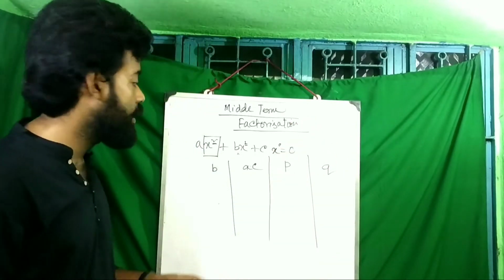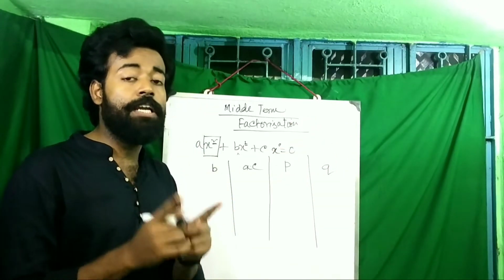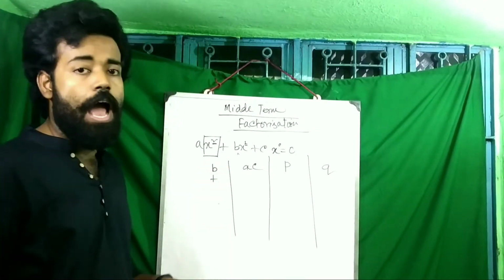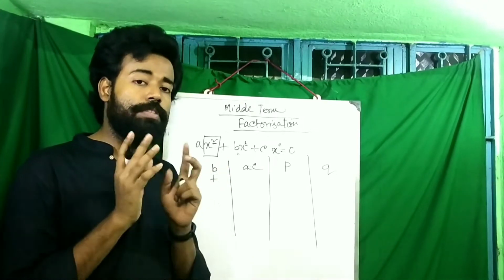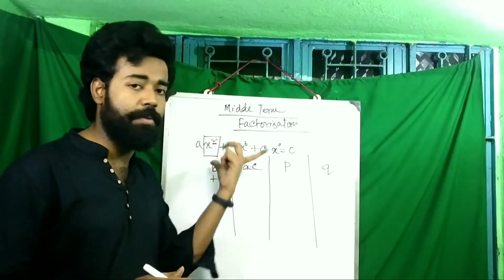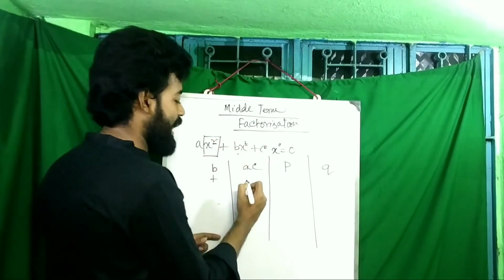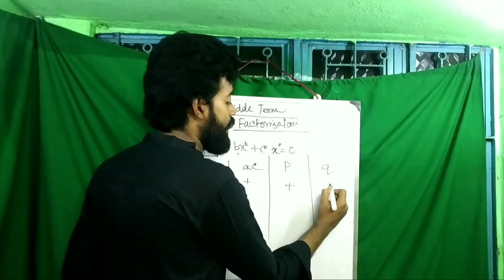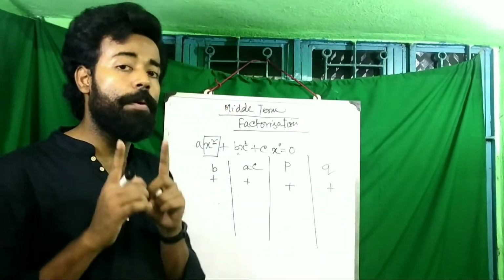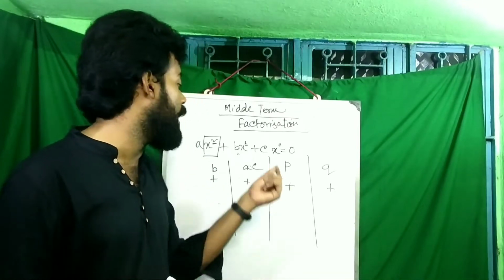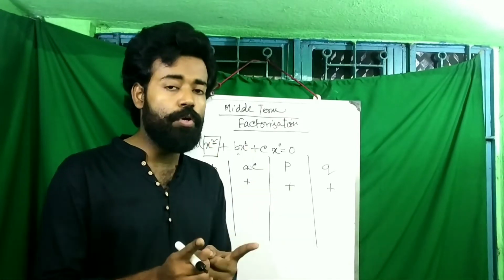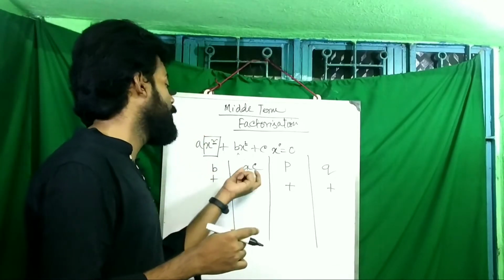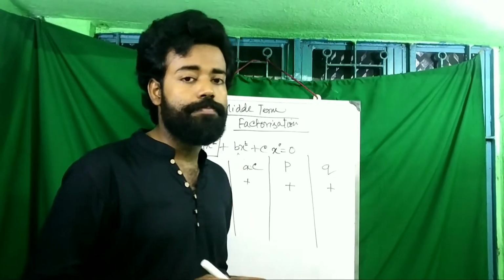Now see, if the sign of the coefficient of B is plus and the sign of the coefficient of AC, means the product AC, is again plus, then both this P and Q, both the factors will be positive factors. Means we will have to break B into two numbers which are positive, and on adding them we will get AC.